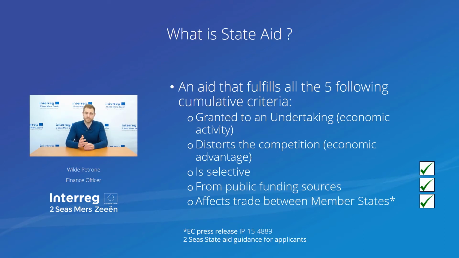As I said, 3 out of the 5 criteria are automatically fulfilled, with a kind of exception for the trade between member states. 2 criteria remain open. So is it an economic activity? And from this economic activity, do I have an economic advantage?